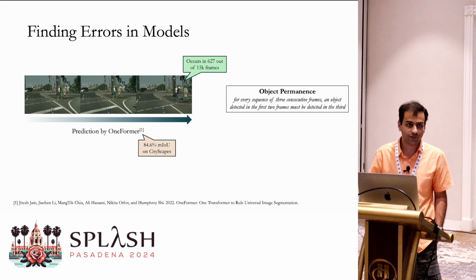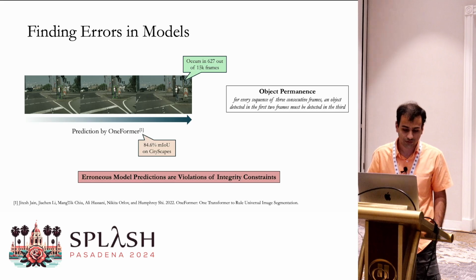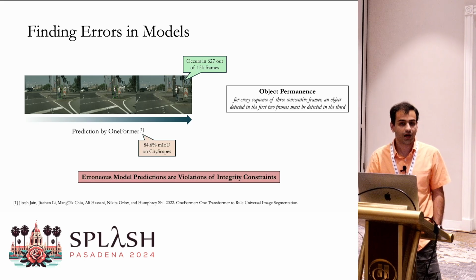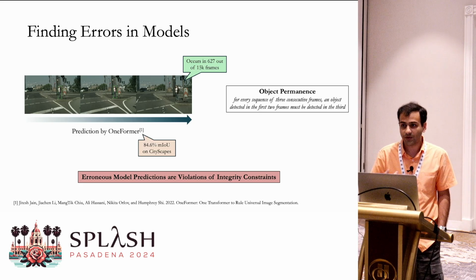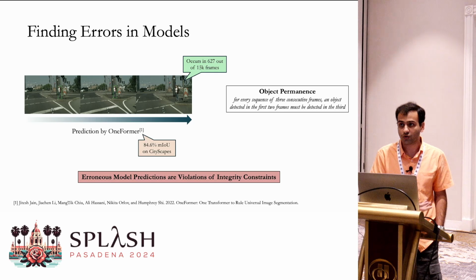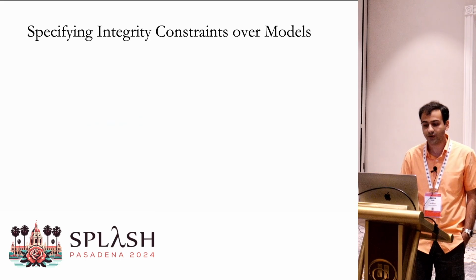And we kind of extrapolate that to arrive at the core insight of our paper, which is erroneous model predictions can be cast as violations of integrity constraints. So we can specify integrity constraints over the outputs of models, and looking at their violations can give us specific kinds of errors that we want to get. So now that we have that, let's see how we can specify integrity constraints.